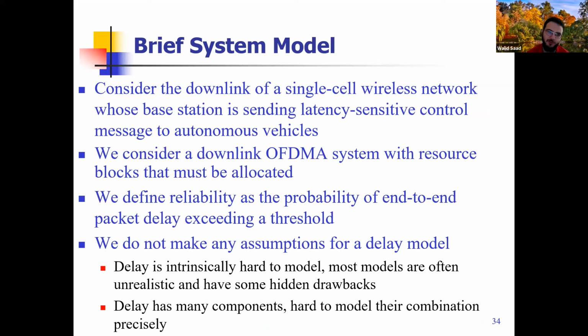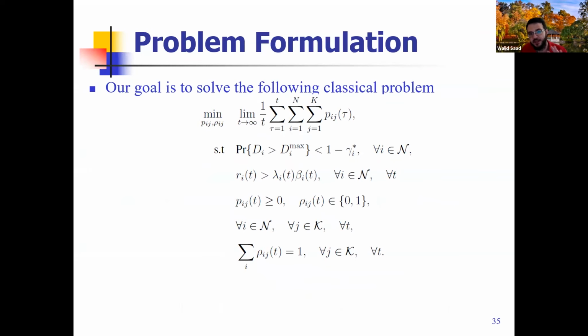It's a very simple problem formulation. We have a single cell wireless network, and we looked at the OFDMA resource block power allocation problem in the downlink. The key is we have a reliability constraint, which we define to be the probability of end-to-end packet delay exceeding its threshold. We don't use any delay model in the system model. We assume delay is hard to model, and some of the models are approximate, so let's just assume a model-free environment.